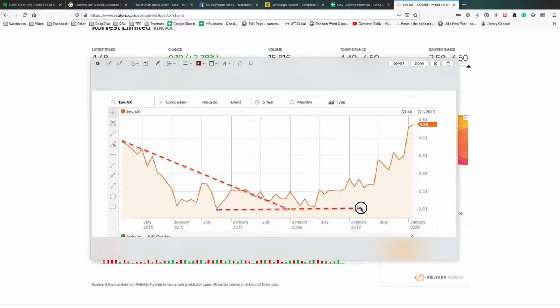But anyway, as it stands today, this is the downtrend line that would tell us when to sell. So if it falls below that line, that's when you would sell. And then what we talked about on the show this week is looking at its recent upturn.